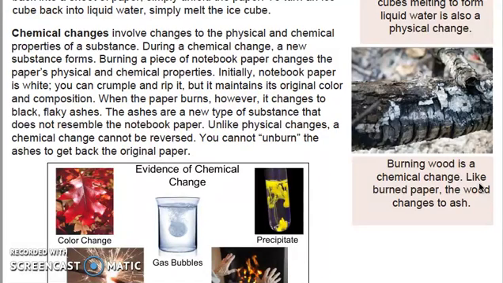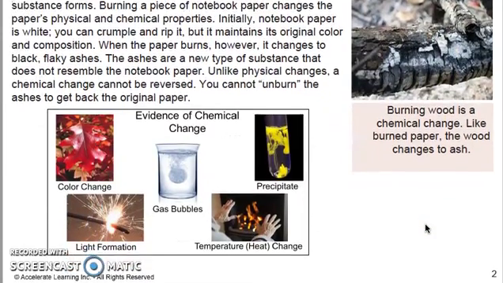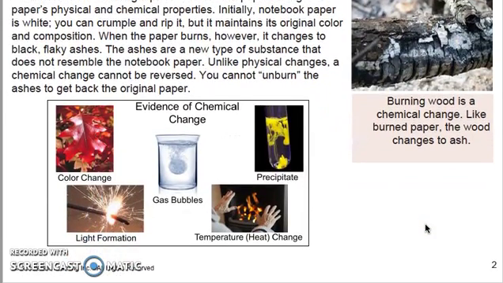Unlike physical changes, a chemical change cannot be reversed. You can't unburn ashes to get the original paper back. Here in this picture, you can see burning wood as a chemical change. Like burned paper, the wood changes to ash. Here are some evidences of chemical changes. You can have a color change, like leaves right now outside are turning orange and yellow and red.